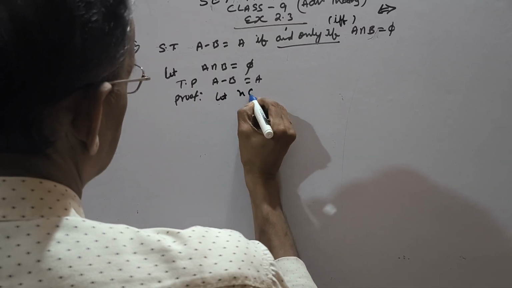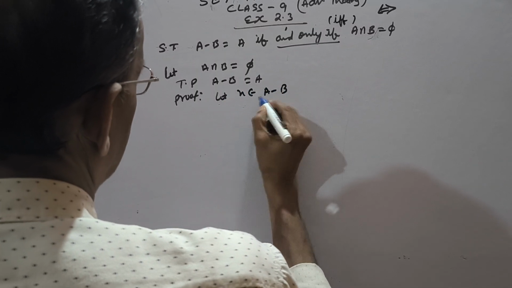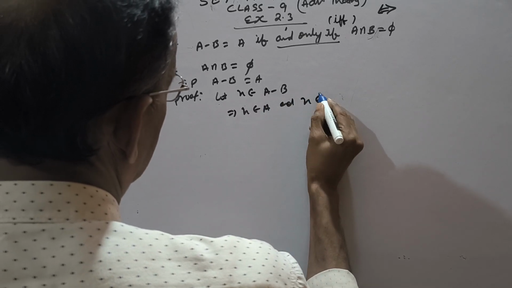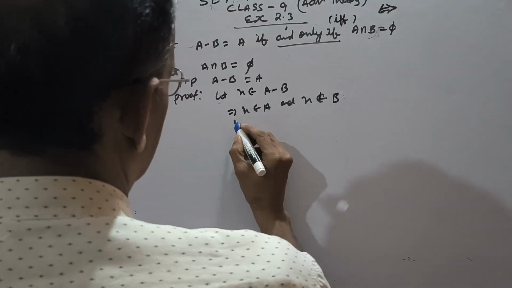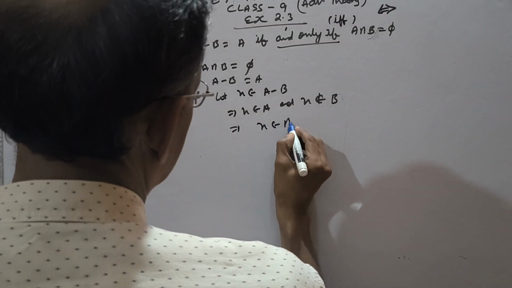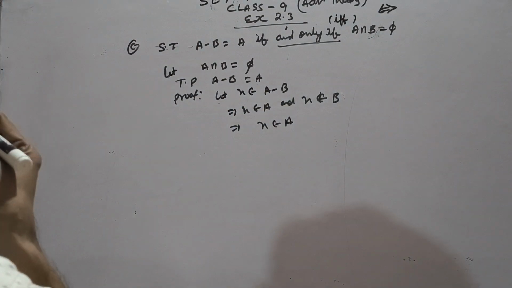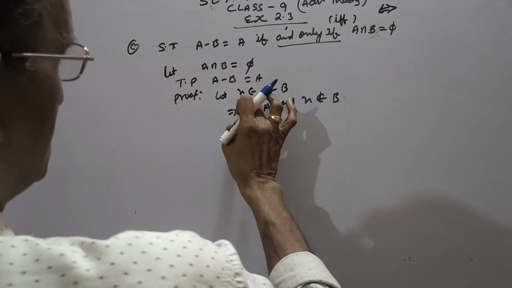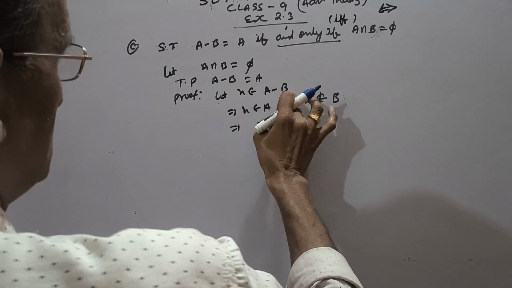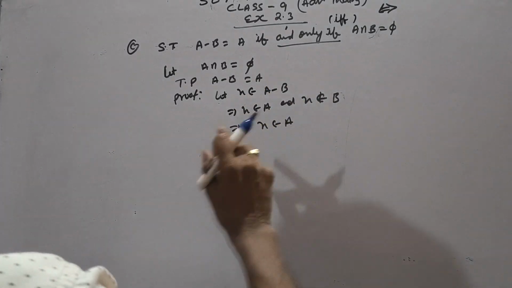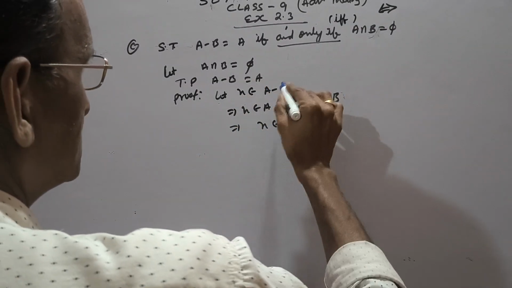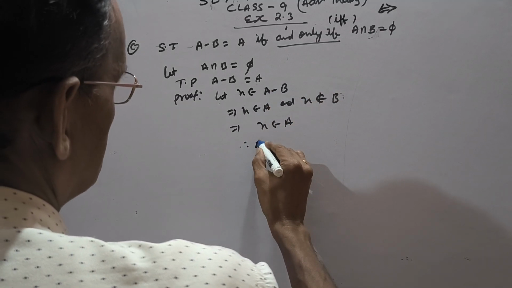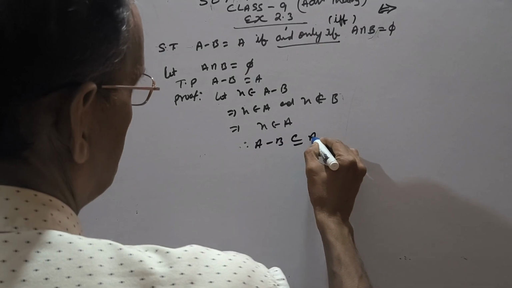Let x belongs to A minus B. So x belongs to A and x does not belong to B. Okay? What is the meaning? x belongs to A, so confirm. x is not in B, but it is already in A. So we have taken x belongs to A minus B, and we have got x belongs to A. So understood what is the meaning of this? Everything of A minus B is in A also. So A minus B is a subset of A. Okay?